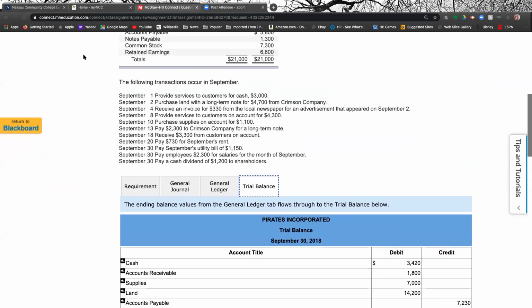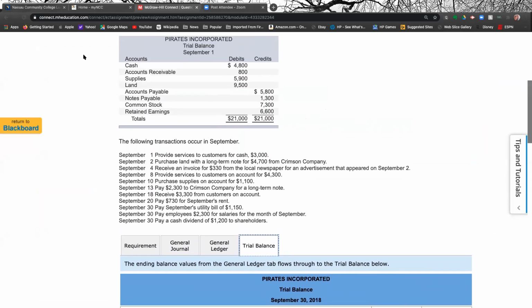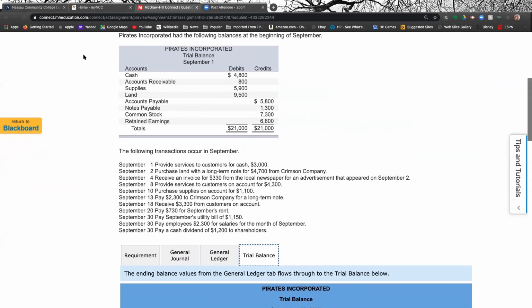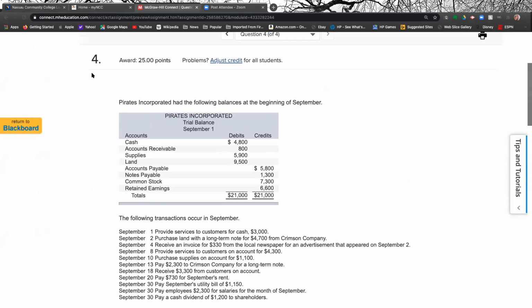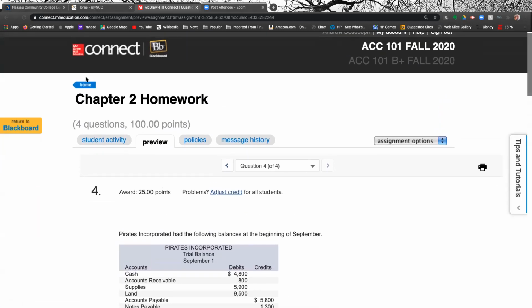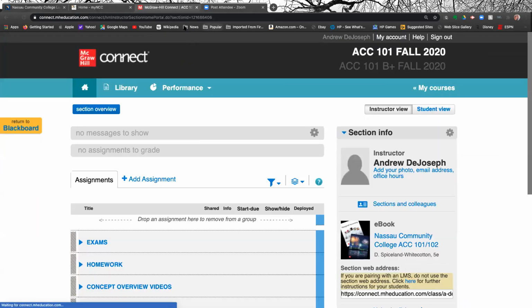Okay, so that's it for chapter 2. We're finished with chapter 2. Analyze the transaction, think in terms of the accounting equation, assets equal liabilities plus stockholders' equity. Stockholders' equity is made up of common stock and retained earnings. Retained earnings was made up of revenues minus expenses minus dividends. Right? There was a chart that showed you that. Okay, so with that, let's start to talk about chapter 3.